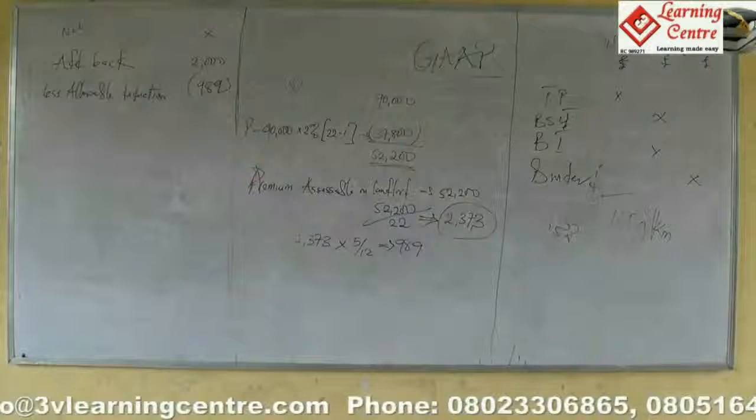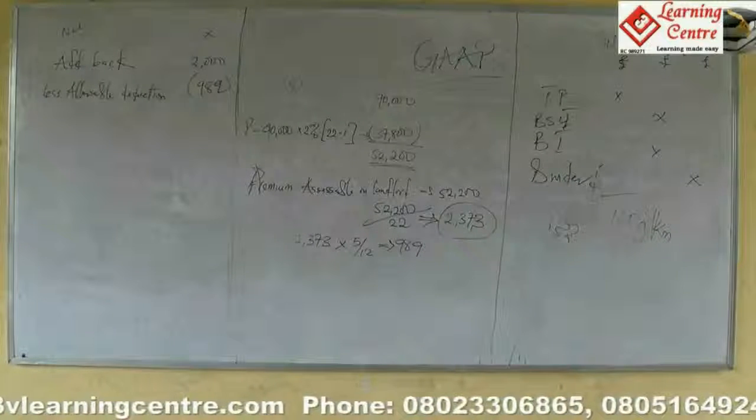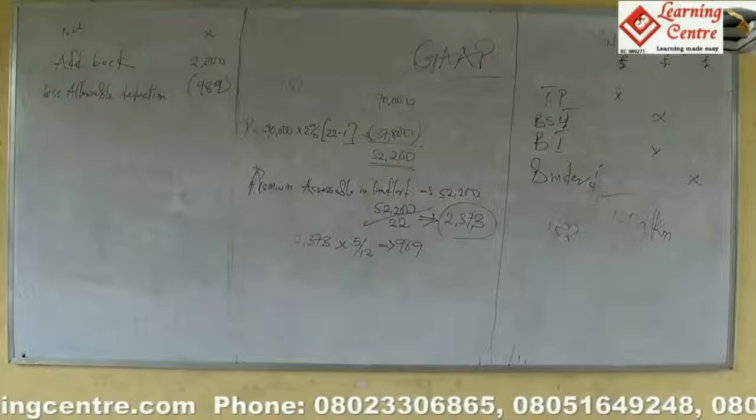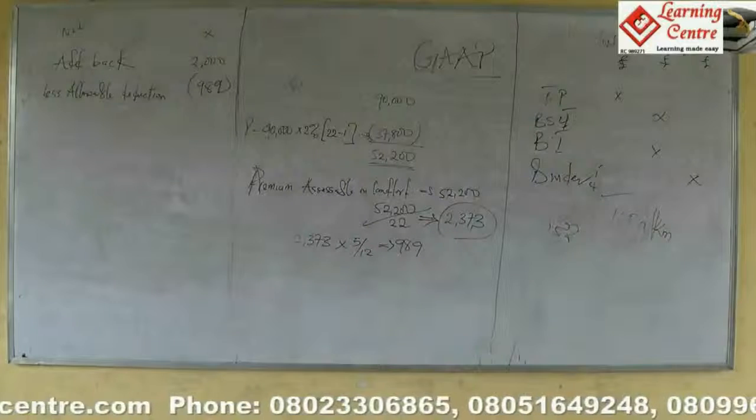And there's what we call written down allowance. Is that the next one?